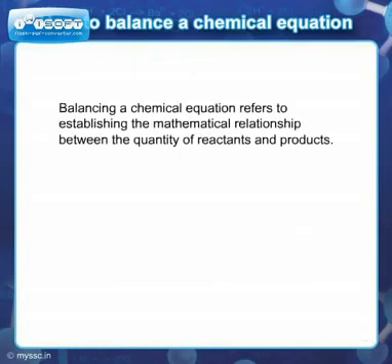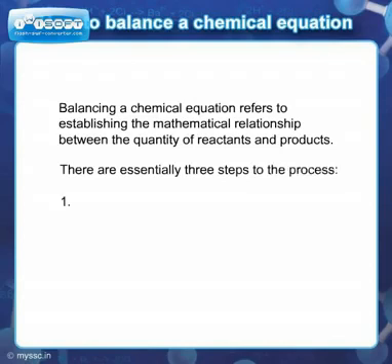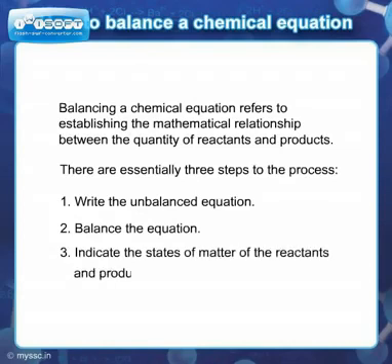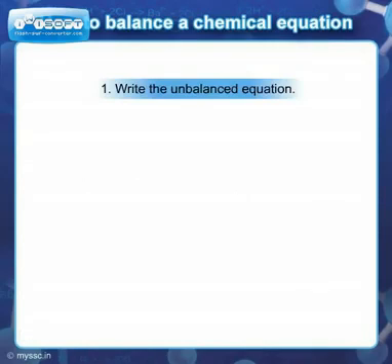Balancing a chemical equation refers to establishing the mathematical relationship between the quantity of reactants and products. There are essentially three steps to the process. Step 1. Write the unbalanced equation. Step 2. Balance the equation. Step 3. Indicate the states of matter of the reactants and products. Let us discuss these steps in detail.